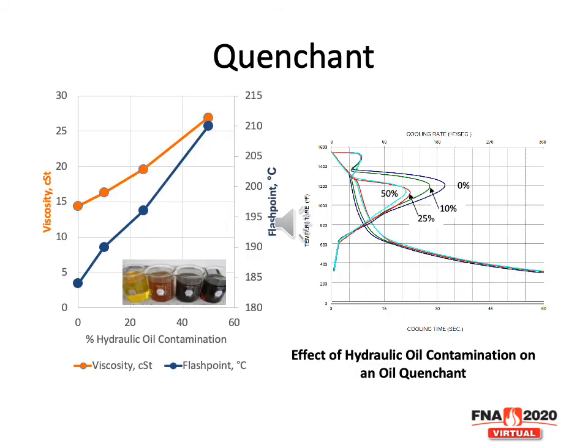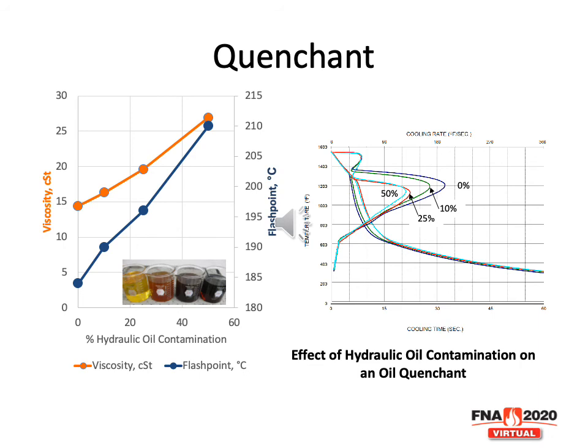Contamination of a quenchant can also cause problems with distortion. It can also cause problems with achieving properties. In this case, we were examining the effect of hydraulic oil contamination on the cooling curve of an oil quenchant. It's not uncommon, particularly in hydraulically operated quench presses, to have hydraulic oil contamination.